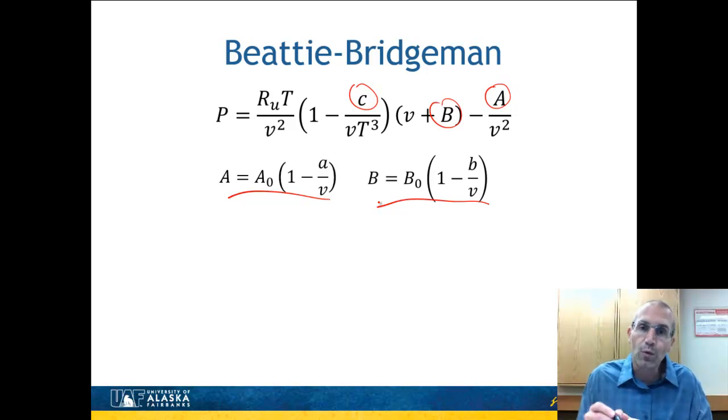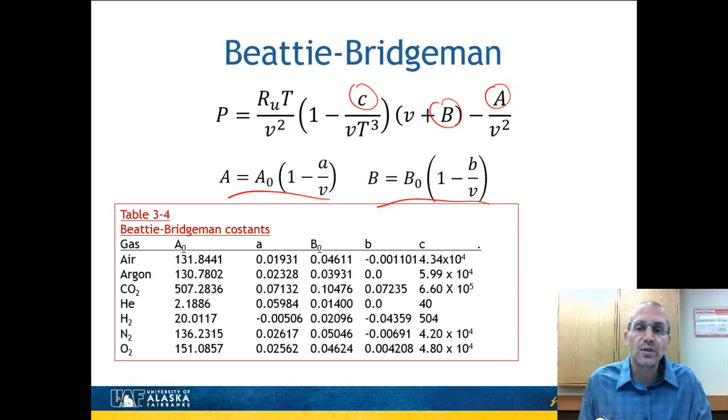But the more parameters we have, the better they tend to fit the actual behavior of the phase diagram. Now, to get those values, they tend to be tabulated, and here I show table 3.4 from the textbook that has parameters for Beattie-Bridgman of these 5 parameters.